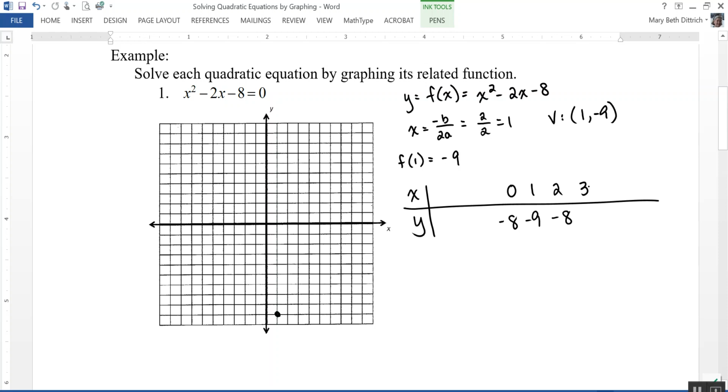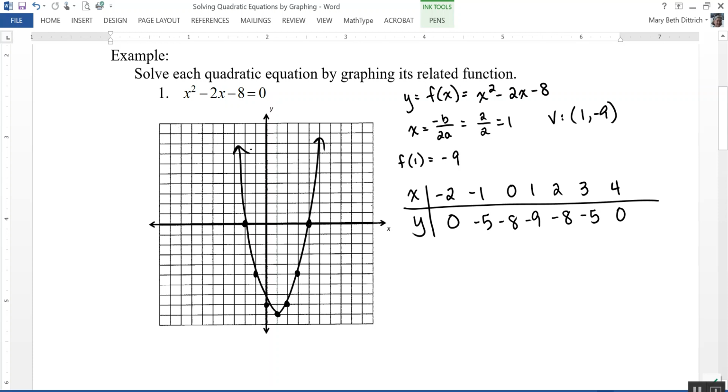When I plug in 3, I get negative 5, and that's going to give me the same for negative 1, because I know that this graph has to be symmetric. And when I plug in 4 into f of x, that's going to give me a value of 0, which is exactly what I'm looking for, and negative 2. So let's go ahead and graph those points. So negative 8 and then negative 5. And 0. So my graph is going to look like this.